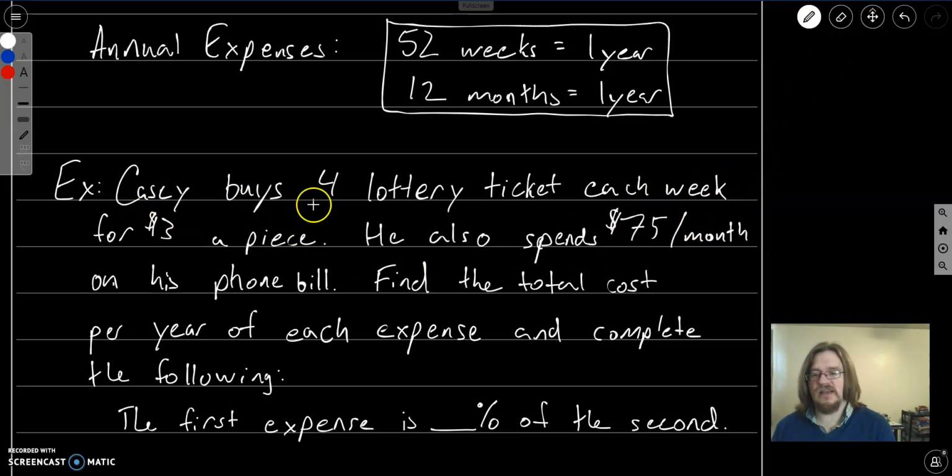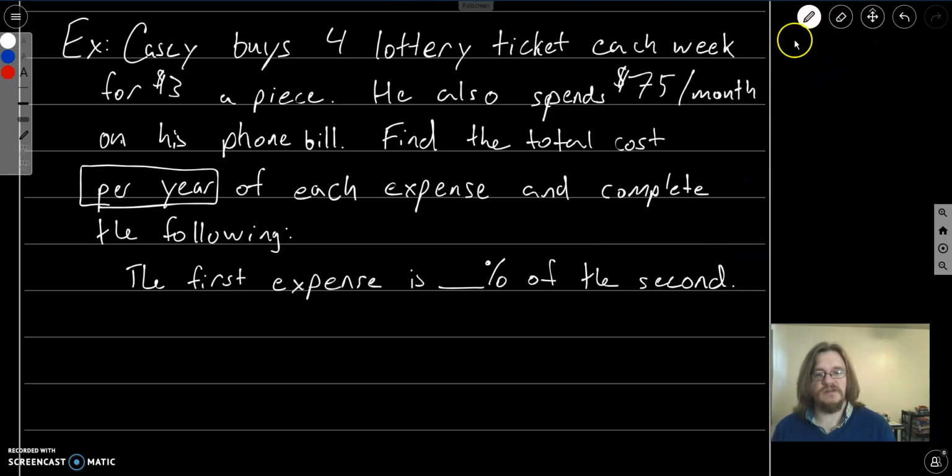So this is saying that Casey buys 4 lottery tickets each week for $3 a piece, and then he also spends $75 a month on his phone bill. Okay, so we have some information on what sorts of expenses Casey spends his money on, and then we want to find the total cost per year of each expense, and we'll complete the following. The first expense is blank percent of the second.